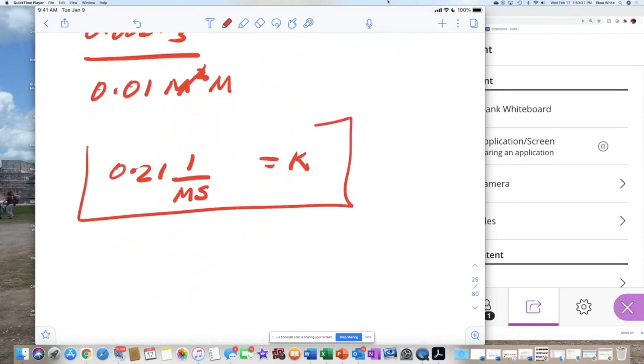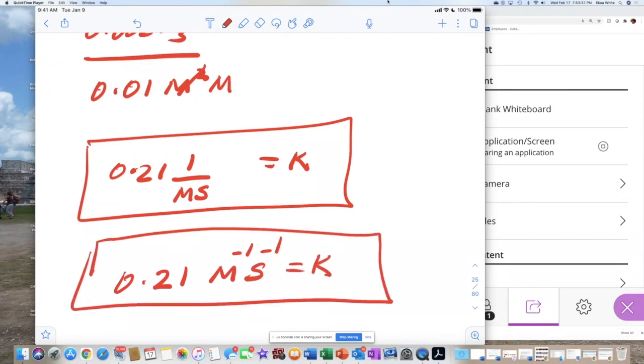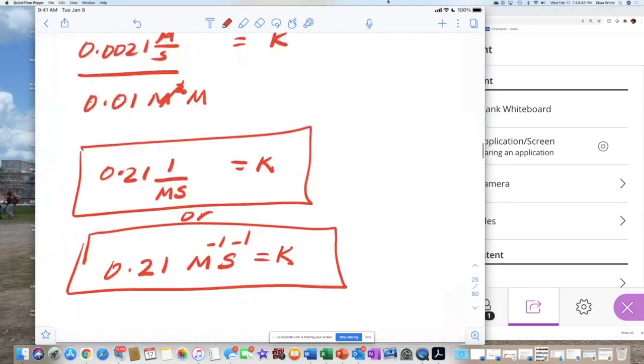You can look at it this way, or it can be written as 0.21 M to the power -1 s to the power -1, and this is going to be K. Mathematically, these units are alike, right? If you don't like fractional units, you can bring the denominator on top, but you raise it to the power -1. I don't know the math rules right now.